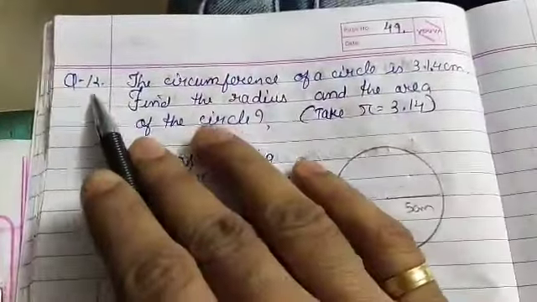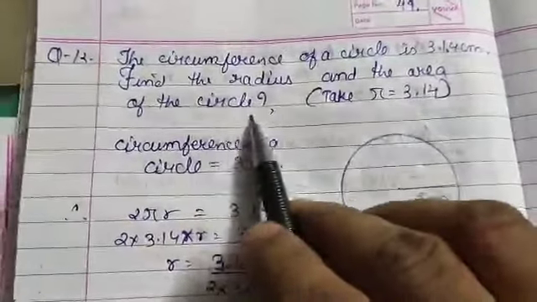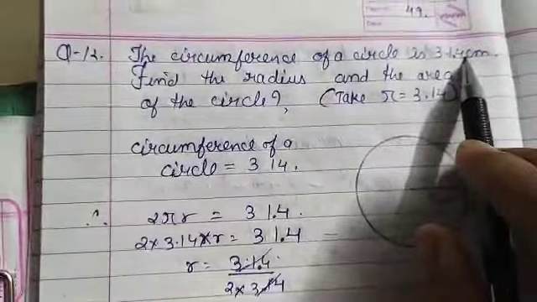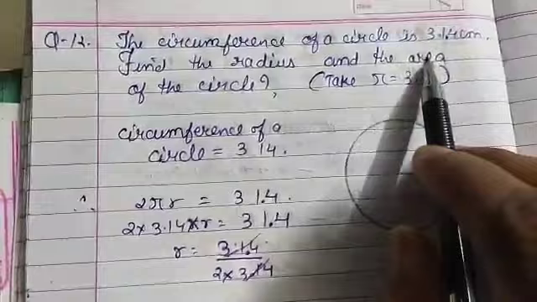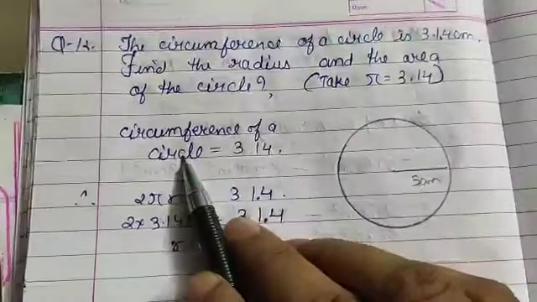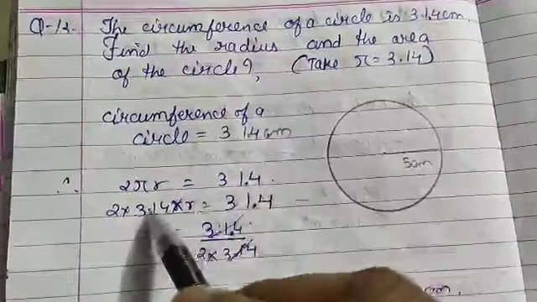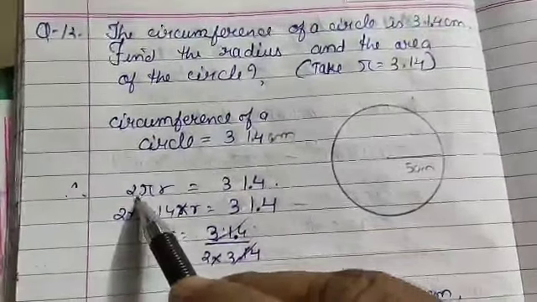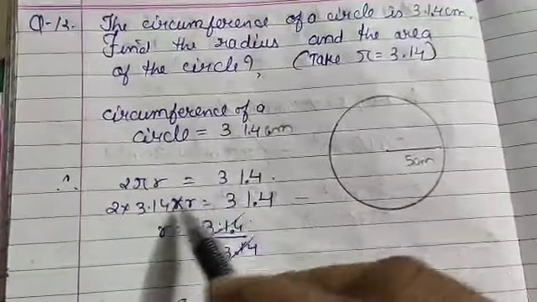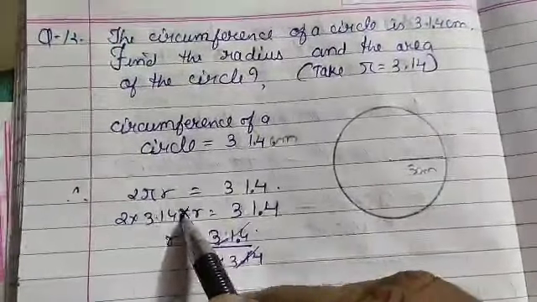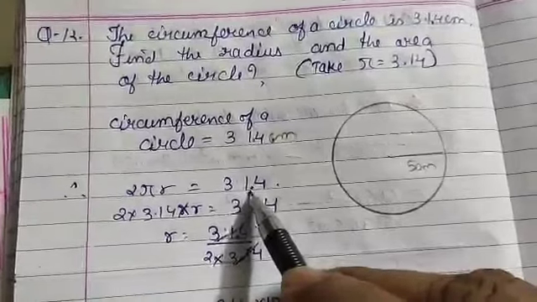Now let us see some number 12. The circumference of the circle is given as 31.4 centimeter. Find the radius and the area of the circle. Now dear student, here the value of the circumference is given. With the help of that, we have to find the value of the radius, and from that we have to find the area of the circle. The circumference is 31.4 centimeter, given in the question. The formula of the circumference of a circle is 2 pi r, so equate it with 31.4. The value of pi is 3.14, the radius we have to find, and the 2 stays as it is.